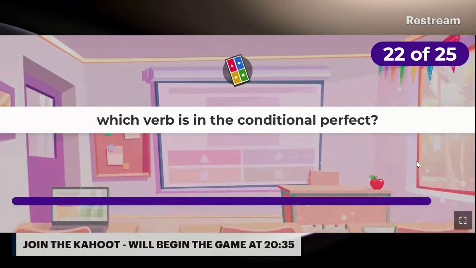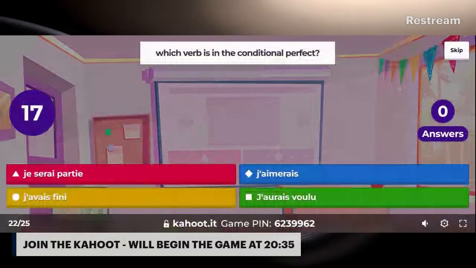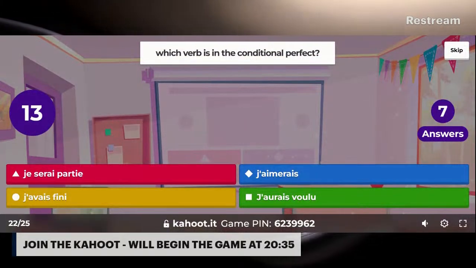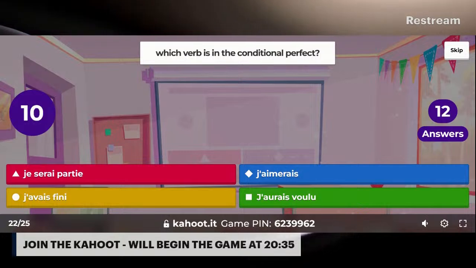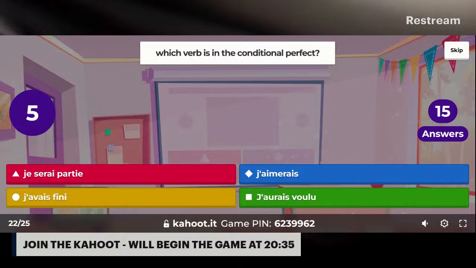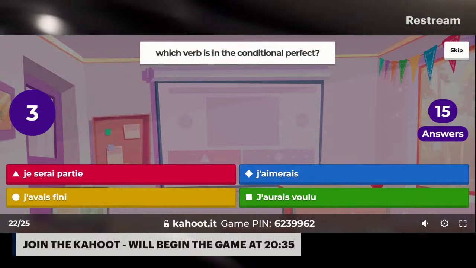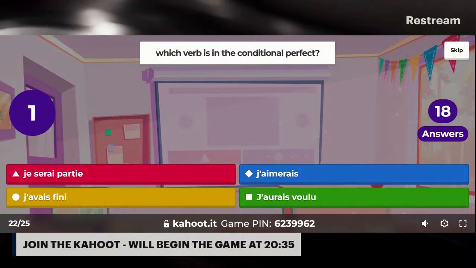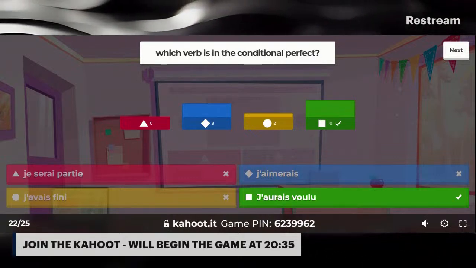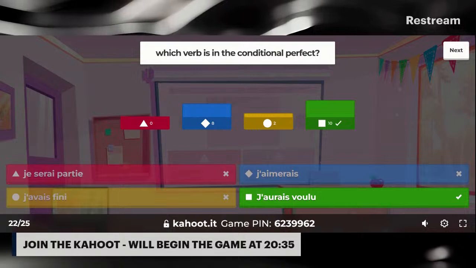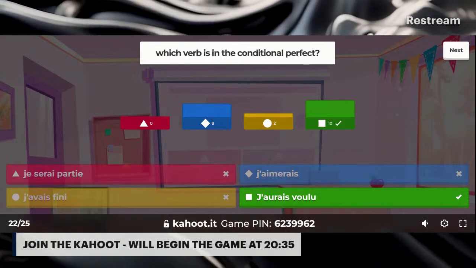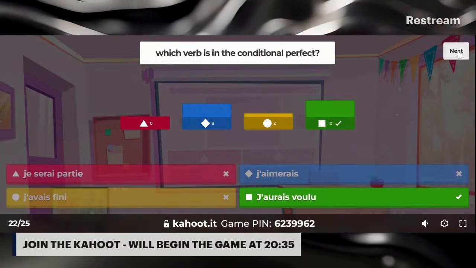Which verb is in the conditional perfect? Je serais parti, j'aimerais, j'avais fini, or j'aurais voulu? So j'aimerais is just conditional, j'avais fini is just the past, je serais parti is the conditional too, so j'aurais voulu is the only conditional perfect.